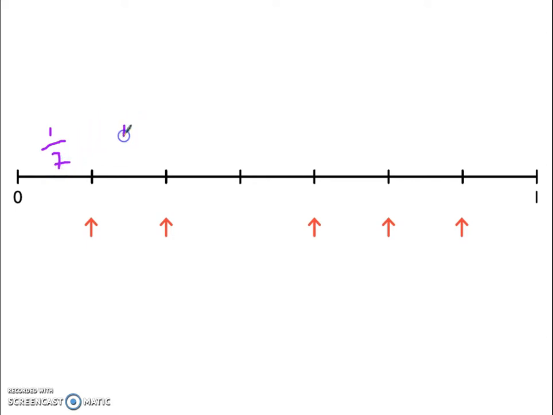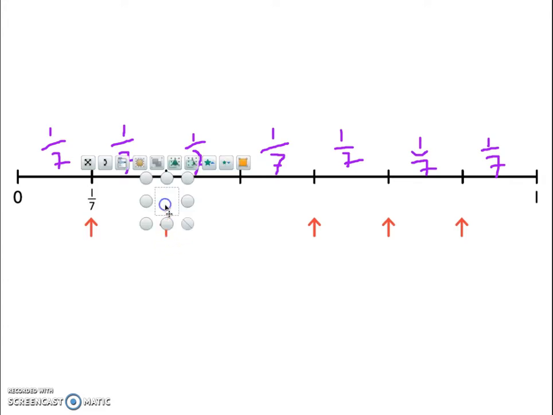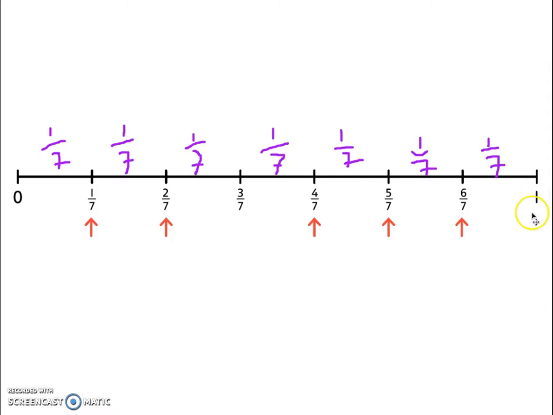Now nice and simply, all we need to do is count up in our sevenths to work out what our answer could be. Now what we can do is return to our counting skills of 0. Our next is going to be, if we're counting in sevenths, 1/7. The next one, 1/7 and 1/7 will give us 2/7, 3/7, 4/7, 5/7, 6/7, and finally 7/7, which will give us 1 whole.